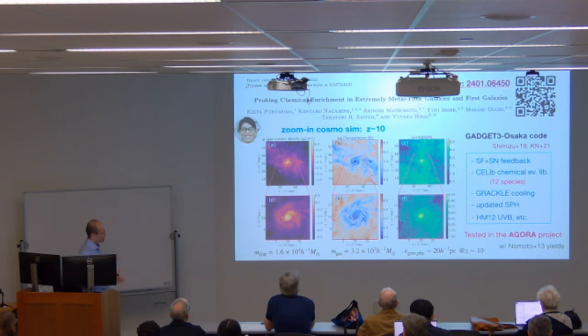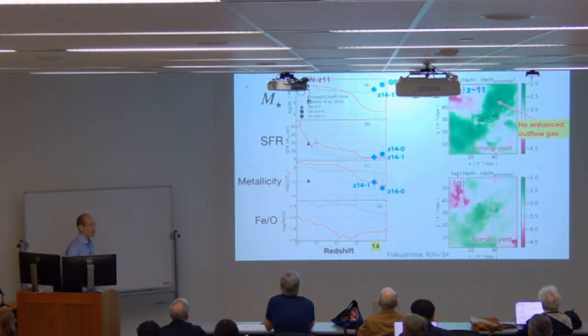The initial run we did with Nomoto 13 yields, but we quickly realized that we need to consider other yield models, as I showed earlier. Here are initial results from that run: the stellar mass, star formation rate, metallicity, and alpha enhancement.